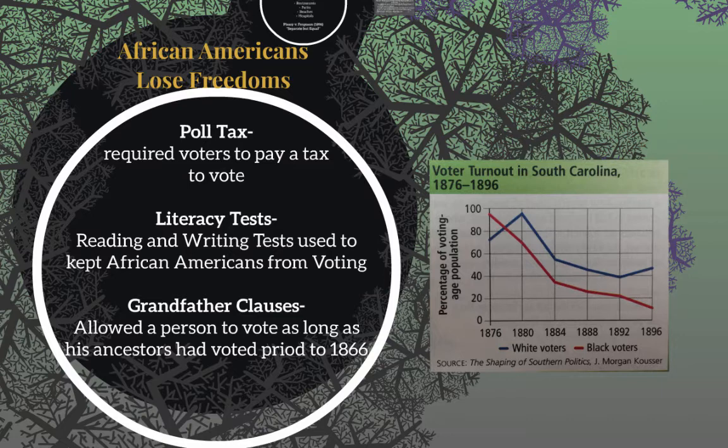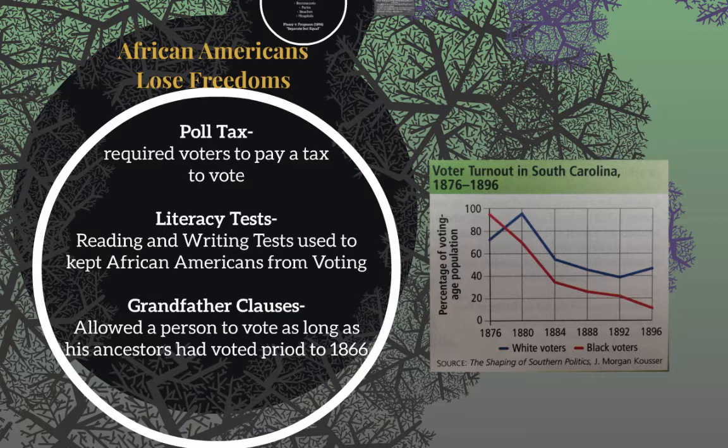The states also required voters to pass a literacy test, and because African Americans had been denied an education, this restriction also disqualified many of them as voters. And then finally you had the southern states passing the grandfather clause, which allowed a person to vote as long as the ancestor had also voted prior to 1866. Of course, the ancestors of the black freemen did not vote because they were enslaved, but the ancestors of many whites did. So in other words, the grandfather clause allowed poor, illiterate whites to vote, but not blacks.